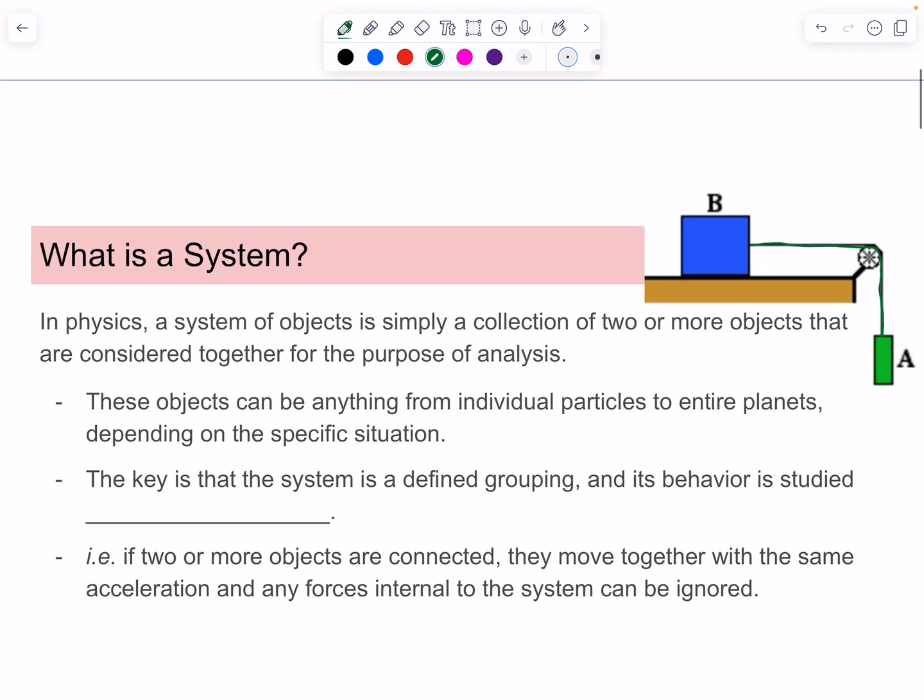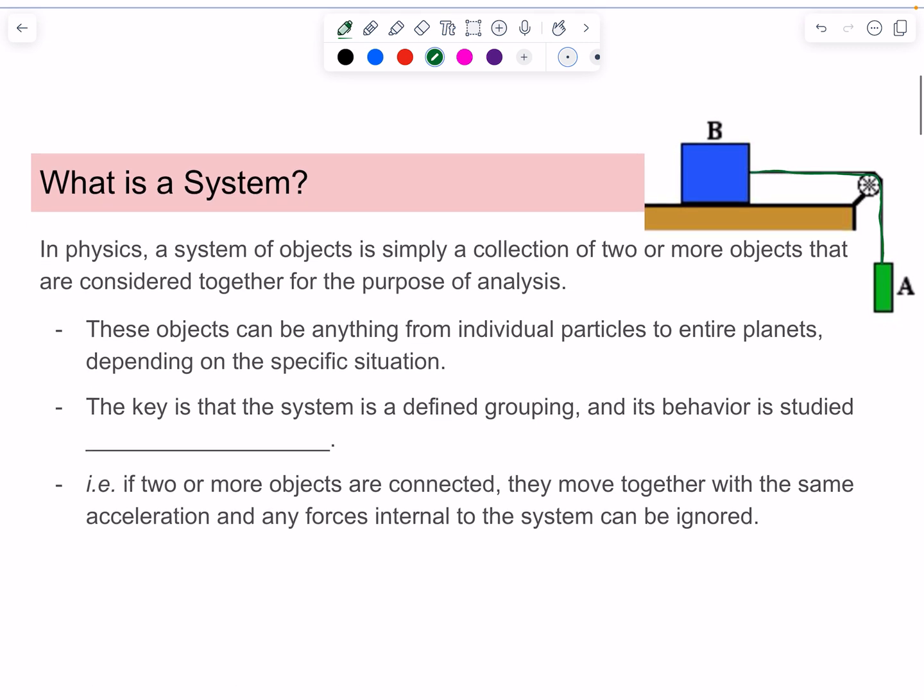And so anytime we talk about systems, we just talk about two or more objects that are connected. The key is that the system is a defined grouping, and its behavior is studied as a whole. So like if two or more objects are connected, they're going to move together with the same acceleration, and any forces that are internal to the system can be ignored. And we'll get more on that in just a second.